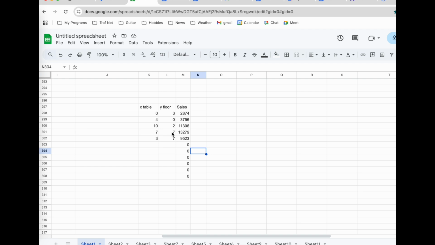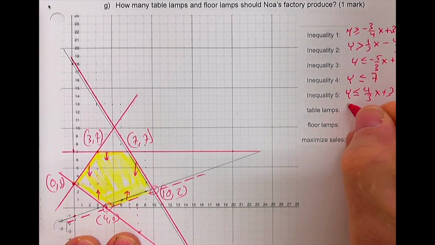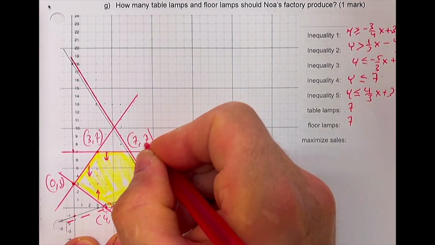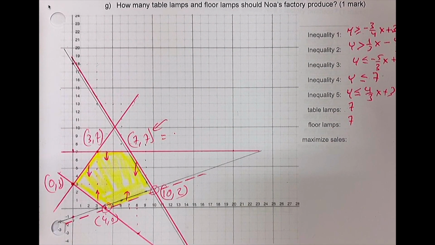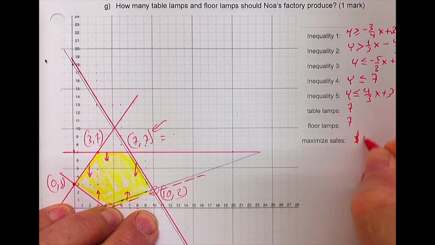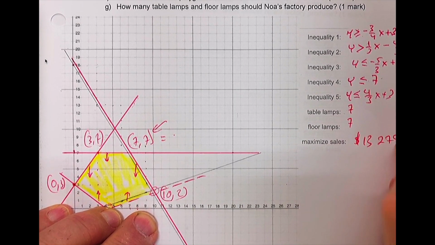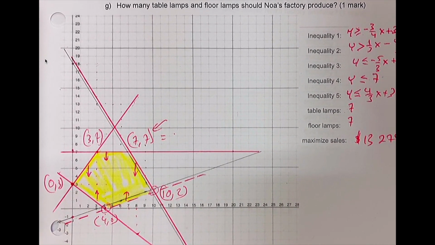Which one of these points maximized your sales? 7, 7. 7 floor lamps, 7 table lamps. Back into this, the number of table lamps, 7 and 7. This is our point. It gave us $13,279. And that is the quiz.